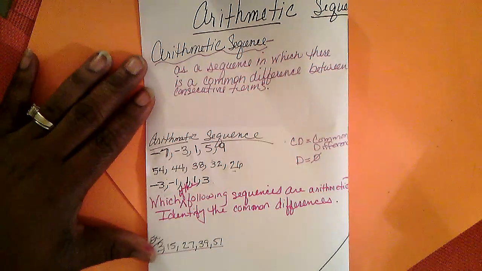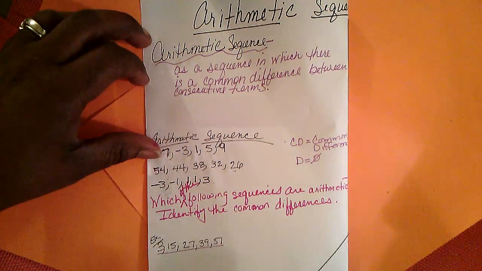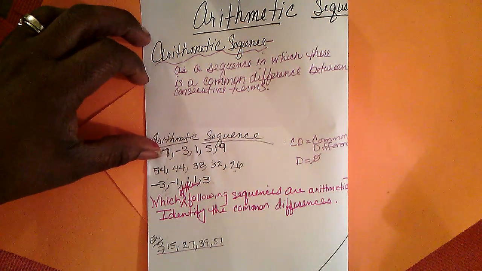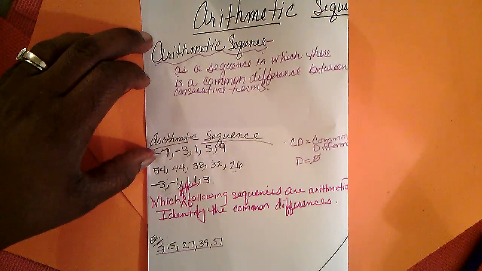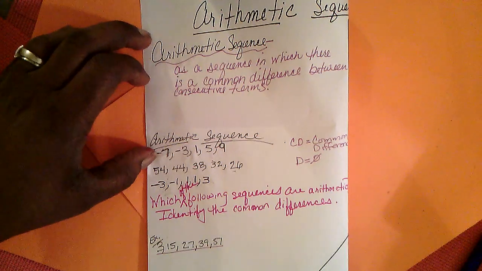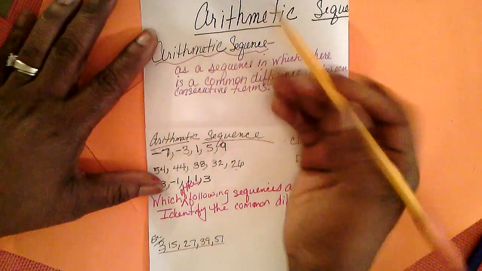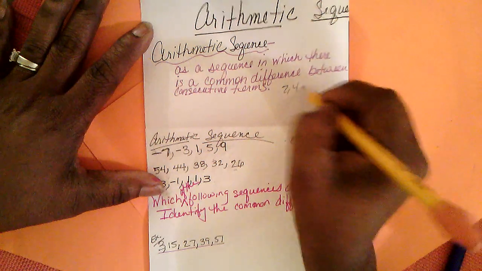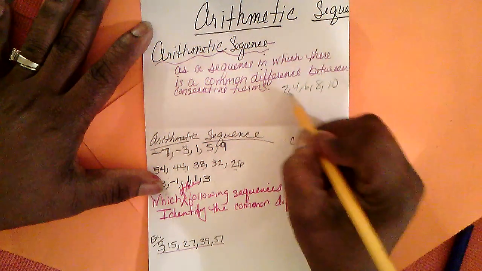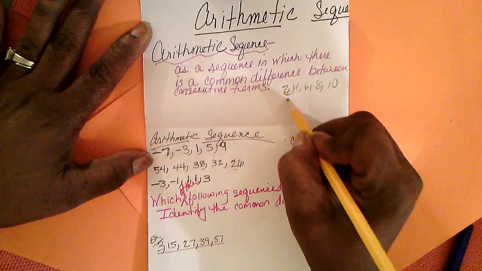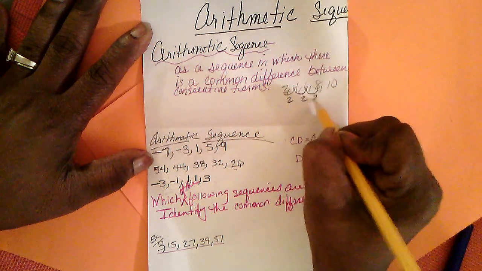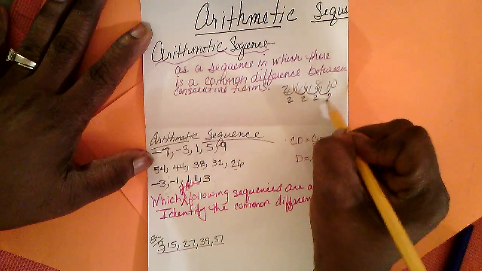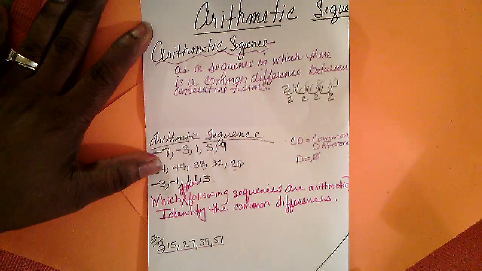Now, what is an arithmetic sequence? It is a sequence in which there is a common difference between consecutive terms. One way to look at that is if you think back to skip counting. So you go 2, 4, 6, 8, 10. The difference between 2 and 4 is 2. The difference between 4 and 6 is 2. The difference between 6 and 8 is 2. And the difference between 8 and 10 is 2. So the whole point is that they have a common difference.